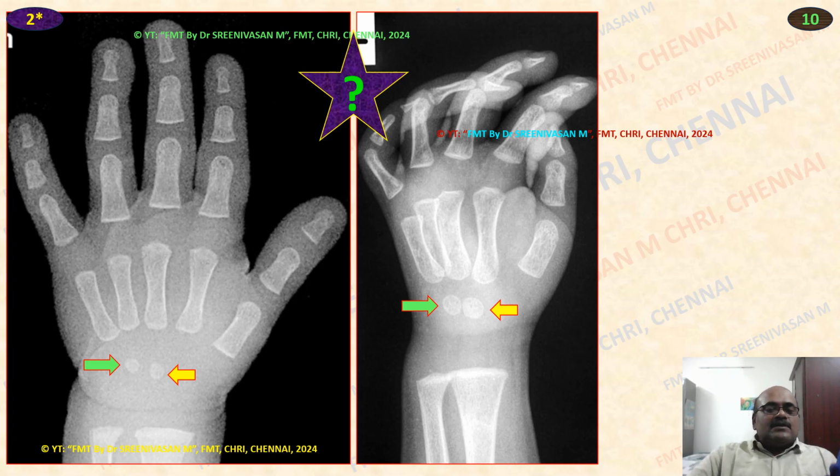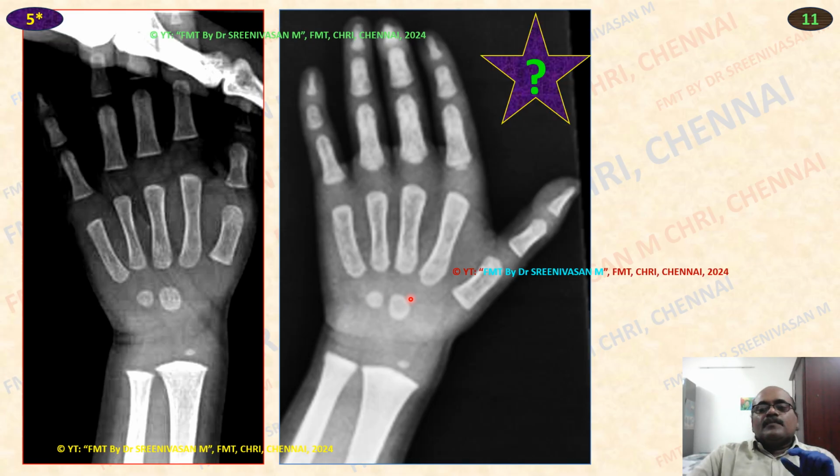It is not triquetral, it is 3 years. Prior to that, anything happened? The lower end of radius is not visible here, so age is less than 2 years. So more than 3 months, less than 2 years. Heads of metacarpals also have not appeared, right? Less than 2.5 years. So we can say age is more than 3 months, less than 2 years.